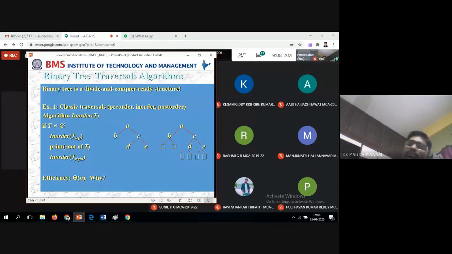Next is the complete binary tree. Suppose you are taking 3 levels, 2 to the power of 3 means 8. So at the third level you have 8 nodes. Complete binary tree means, suppose you have 1 level, the leaf level should be 2 nodes. Suppose you have two levels, 2 to the power of 2, 4 nodes. All the levels should be completed.